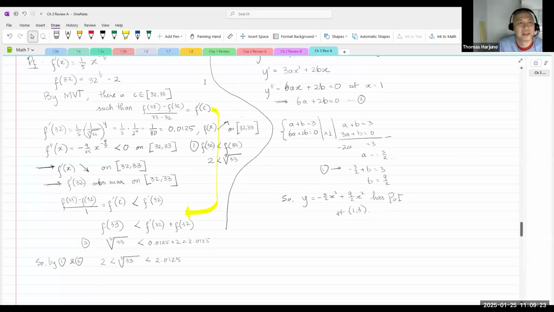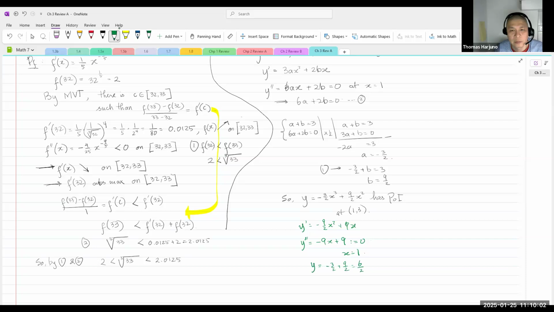Okay, let me check. So y prime equals negative 9 over 2 x squared plus 9x, and then y double prime equals negative 9x plus 9. If I set this equal to 0, I get x equals 1. Right? Then just need to check y at 1. There will be negative 3 halves plus 9 halves. That's 6 halves. That's 3. Okay, good.